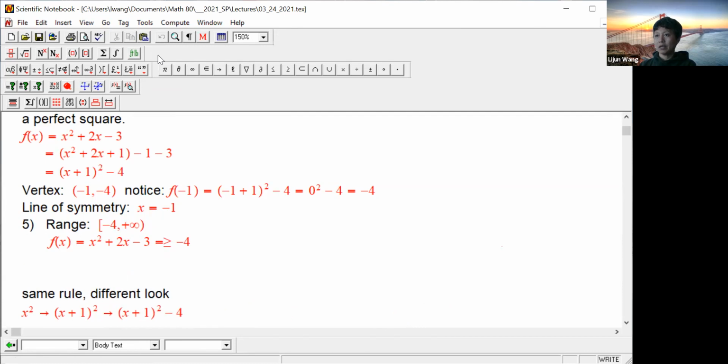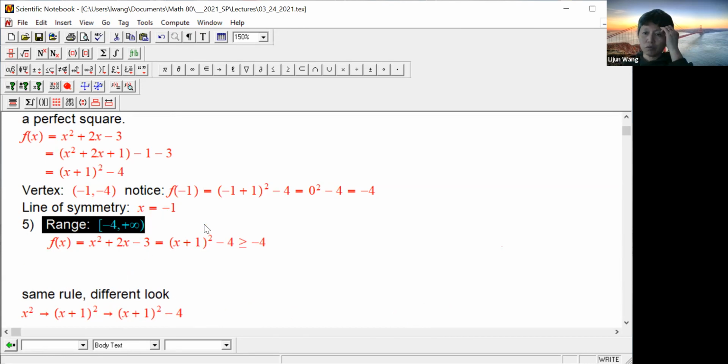Which you may not be very familiar with, but the meaning is the same. It just tells the output is going to be always greater than or equal to -4, no matter what the input. The input is all real numbers, right? So the interpretation.